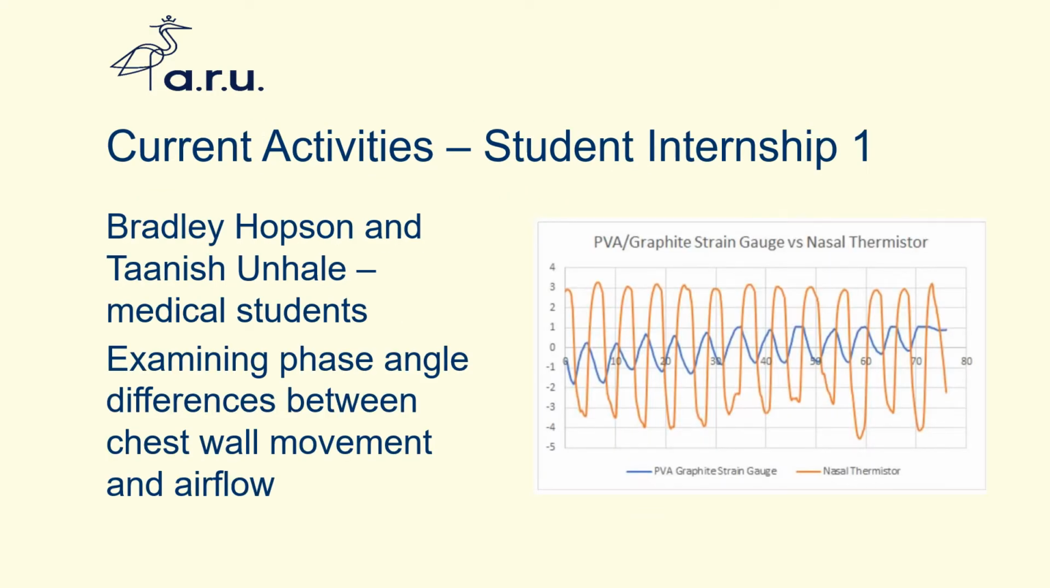We have a number of concurrent activities, and the first thing I'm going to describe is the student internship that we have with two medical students, Bradley Hobson and Tarnish Unhale. They're looking at the phase difference between chest wall movement and airflow. To explain that, we can see a chest wall mounted strain gauge giving a respiratory signal, and you can see that the air movement detected by the nasal thermistor occurs a little way after that. We wanted to investigate this further.